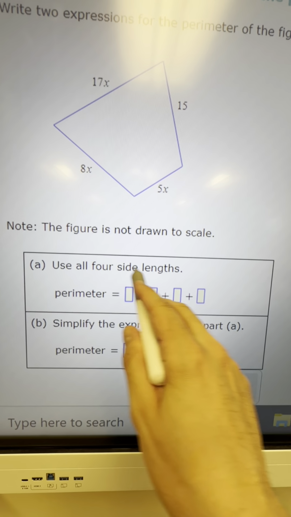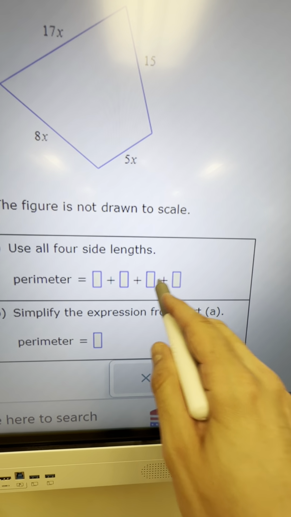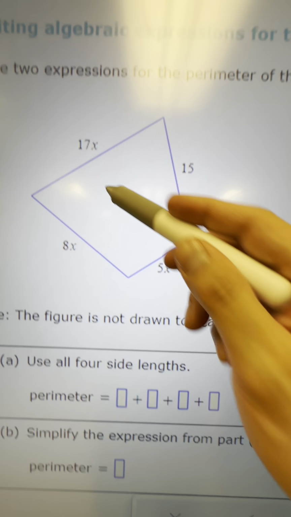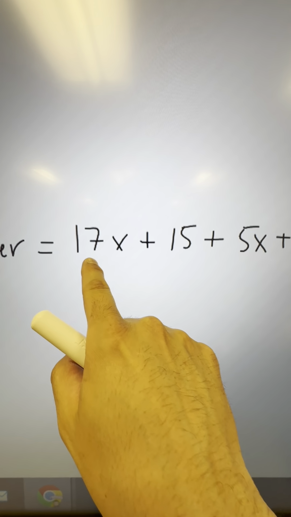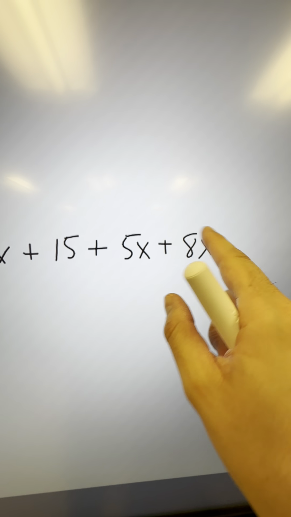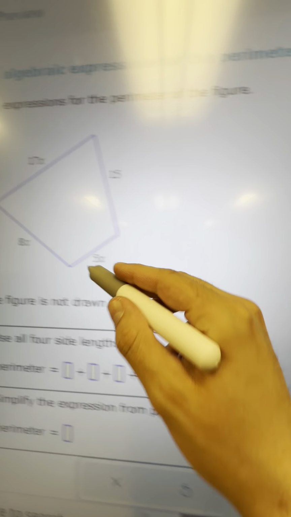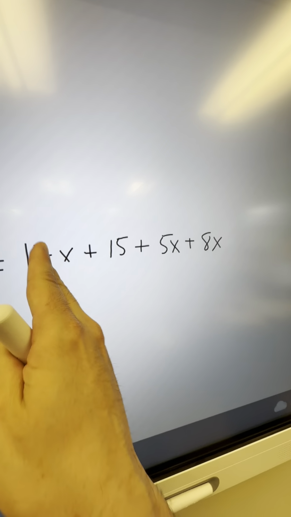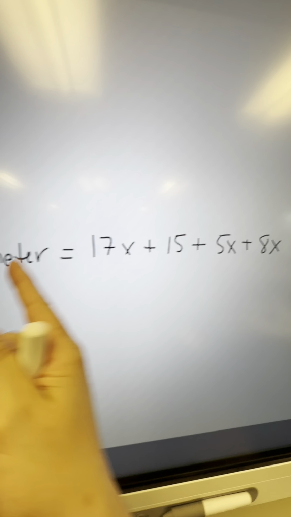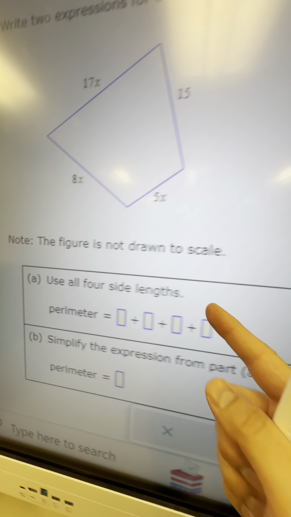So if I wanted to use all four side lengths, notice they want you to fill in the blanks. All you have to do is show that you're adding these four things. So here's an example. Perimeter equals 17x plus 15 plus 5x plus 8x. And note, when we're adding terms, it doesn't matter which one you start with. You can start in any order. As long as you're adding all four parts together, that will represent the perimeter, and you'll get that part A correct.